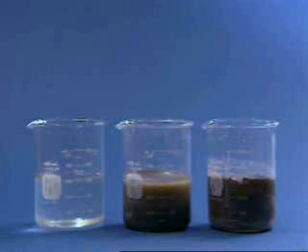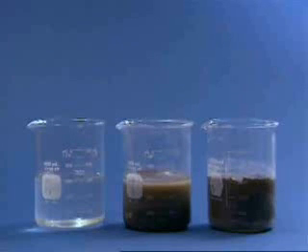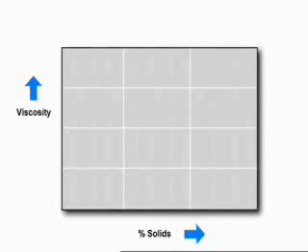The viscosity of a slurry depends on its percent solids. The relationship between slurry viscosity and percent solids can be studied with these 3 beakers filled with slurries of varying percent solids. The information can be recorded on a graph which gives the percent solids on the horizontal axis and the resistance to flow, or viscosity, on the vertical axis.